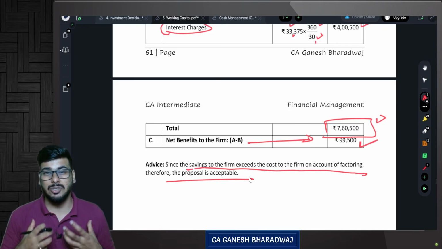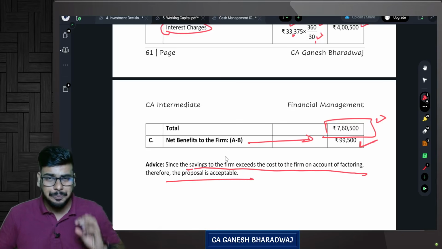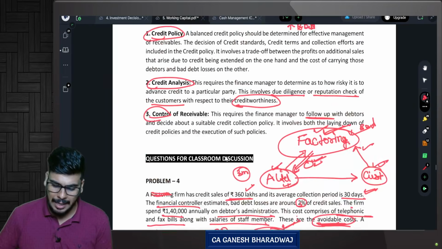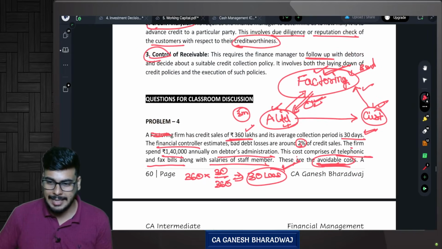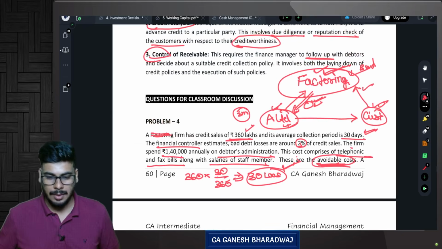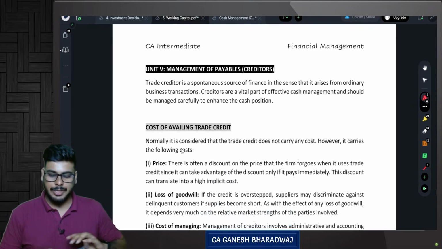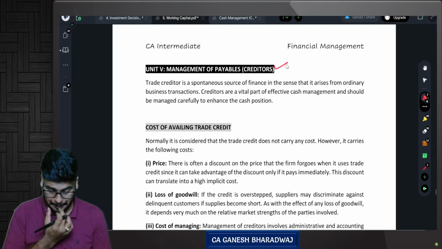There are no difficult areas in this particular concept of receivables management. So with this, we have finished this part of receivables management. Now let's move to the next unit of discussion. This is unit 5, which is management of payables, that is, creditors.